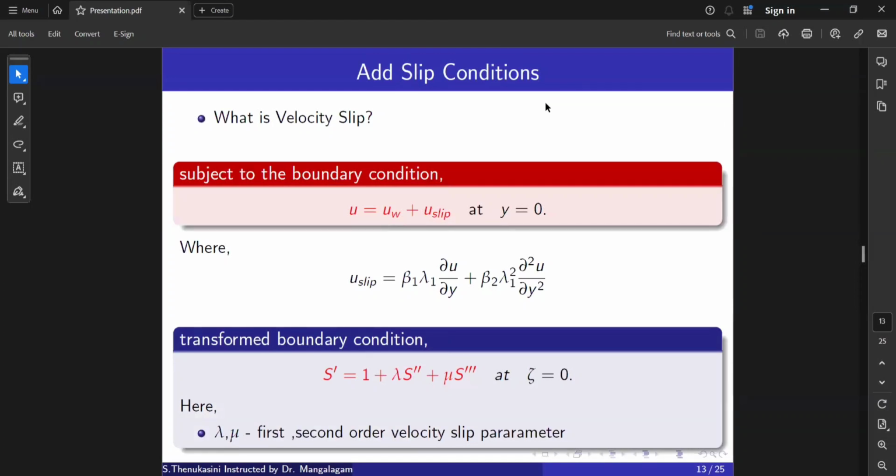Now we assume our system has velocity slip. Therefore, near the surface the fluid velocity is not equal to the sheet velocity, because velocity slip is the relative movement between fluid and the solid surface. Here we consider second order velocity slip. Therefore, transformed boundary conditions also change like this.